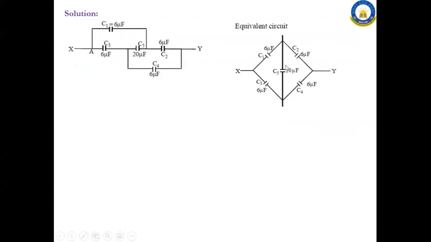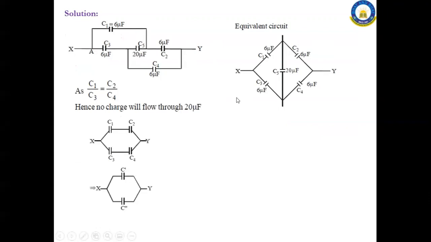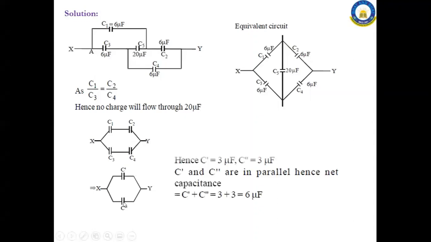The current through the capacitor C5 will be 0. Therefore, no charge will flow through this, and therefore we can reduce the network into 2 series capacitor branches connected in parallel. So first we calculate the series equivalent of the 2 branches and then the parallel equivalent. So you can do the calculations here on your own. So please do the calculations.